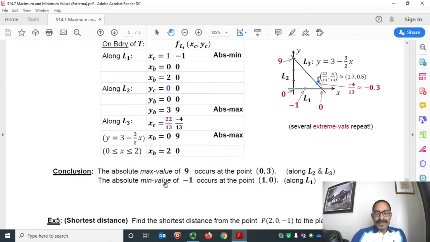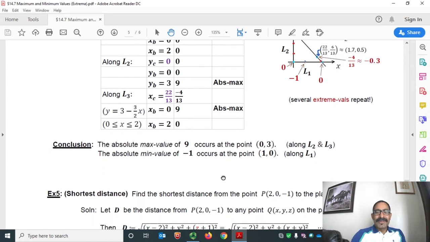So the conclusion is here. The absolute max is +9 at 0.03. Absolute minimum is -1 at 0.10. Great. Now let's move on.